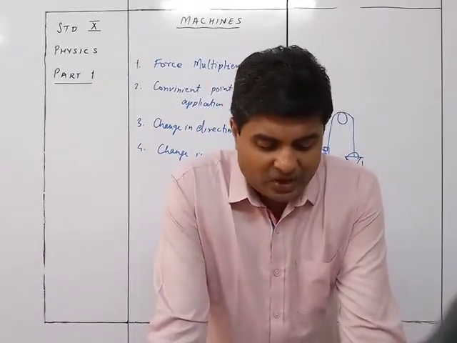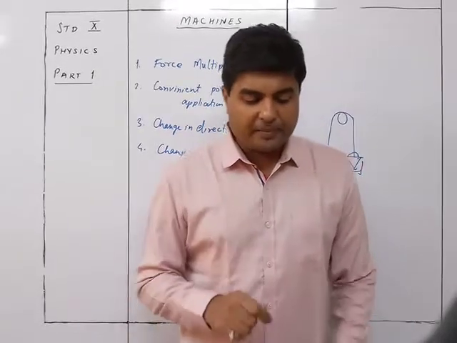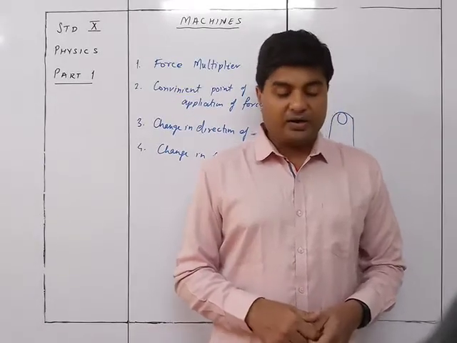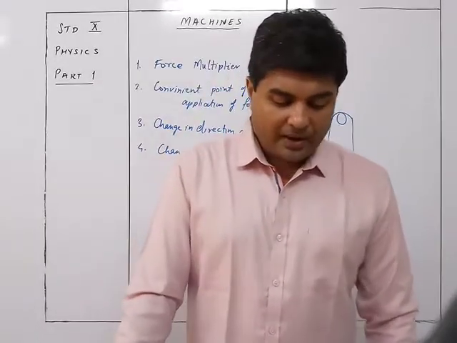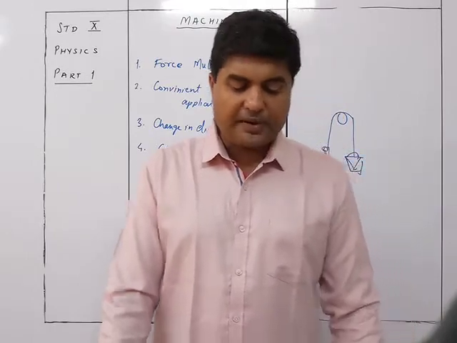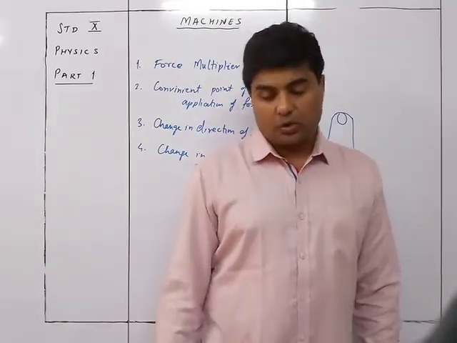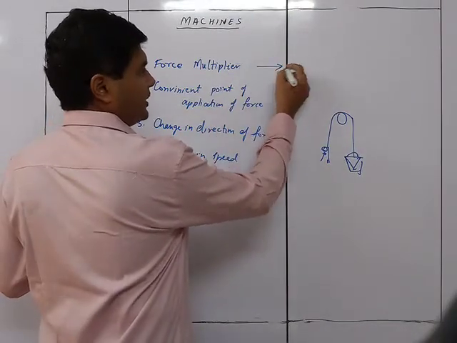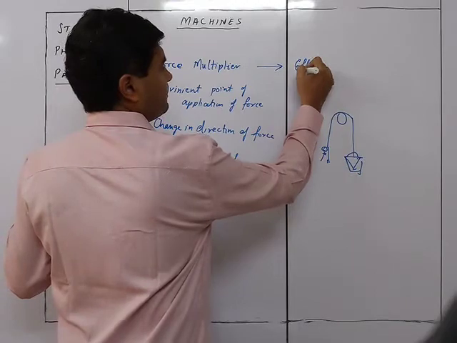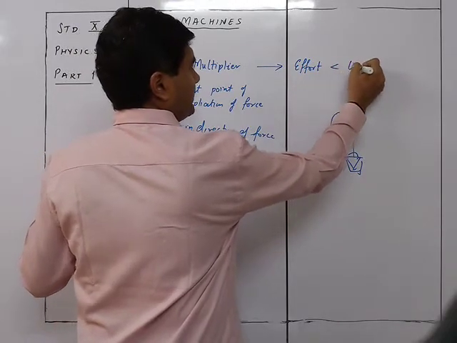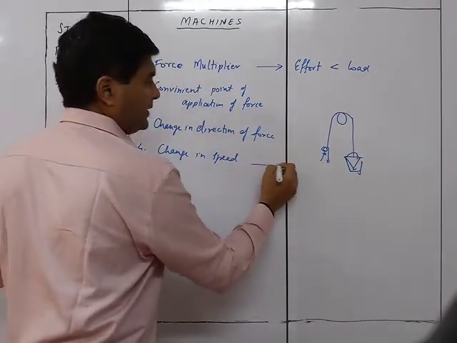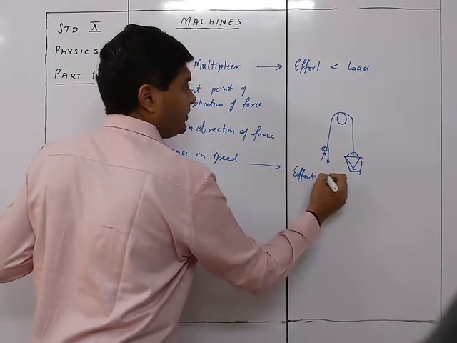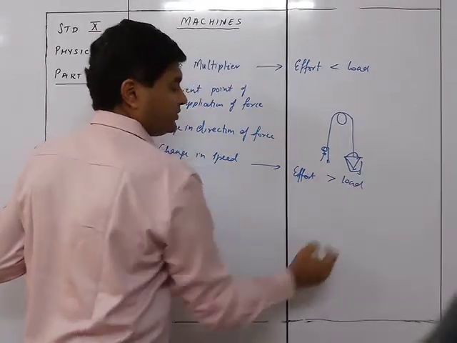So note, a machine cannot be used as a force multiplier as well as a speed multiplier simultaneously. For a machine used as a force multiplier, effort is less than the load, while for a machine used for obtaining a gain in speed, effort will be greater than the load. So here we can understand it this way: when it is a force multiplier, the effort is less than the load, but when it is a speed multiplier, the effort will be greater than the load. Okay, so effort will be more.